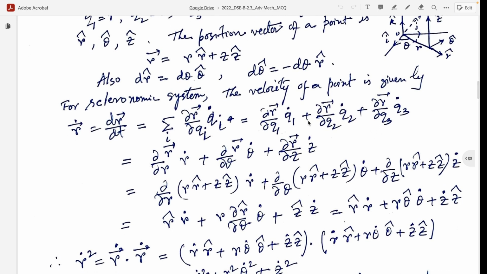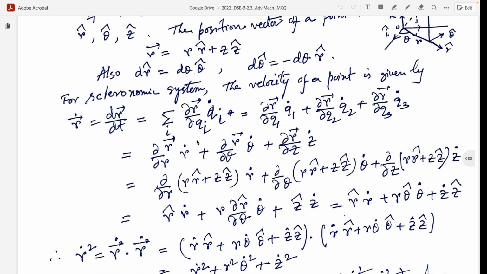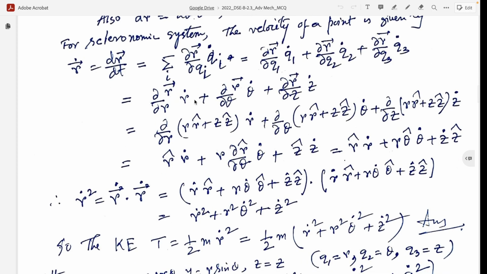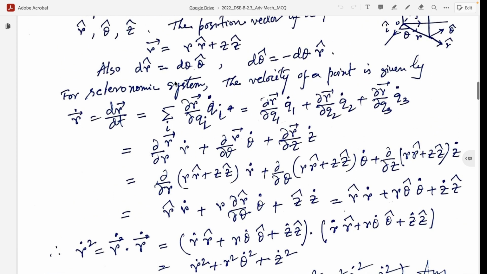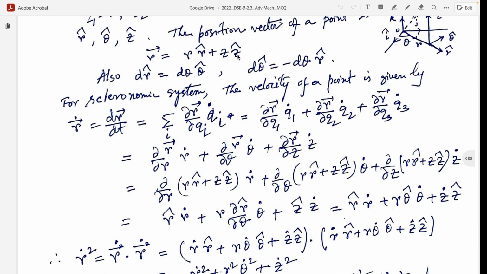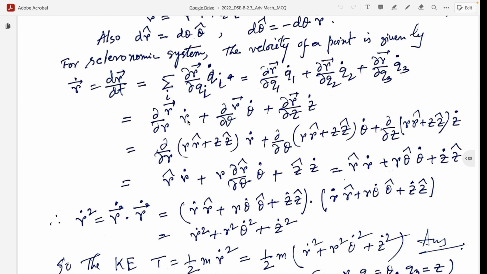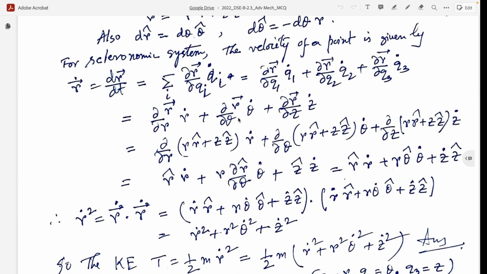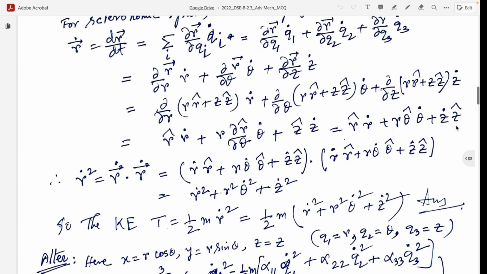So putting all these together, we get ∂r/∂r vector times r dot, plus ∂r/∂θ of r vector times θ dot, plus ∂r/∂z of r vector times z dot, and the value of r vector equals r r̂ plus z ẑ. So we put this value, and this r dot and θ dot equal to this. So the value of r dot, the value of r vector, and z dot.